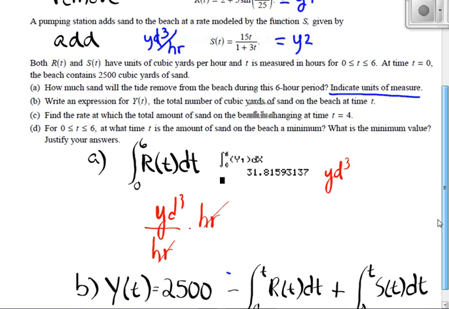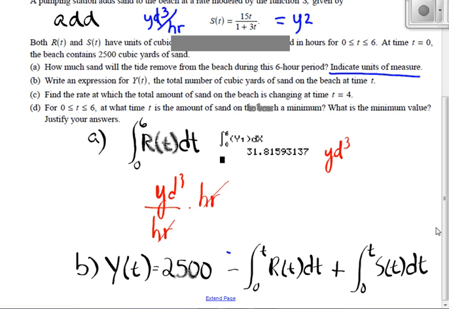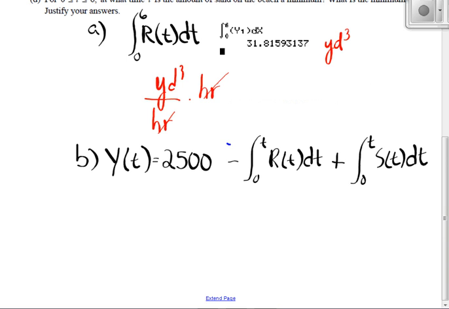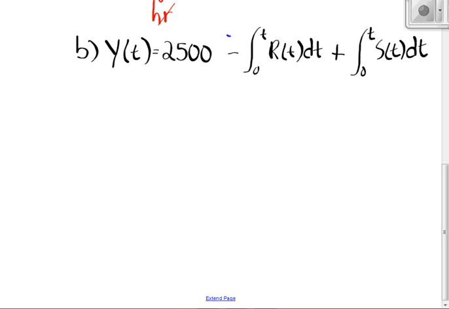Ready? Okay, C. Nick, what am I going to do? Find the rate at which the total amount of sand on the beach is changing when t is 4. What do they ask for? The rate is the derivative. Slope, derivative, same thing. So I'm going to take the derivative of this. I don't even have to if I'm clever, because these are rates. But we'll go ahead and do this with respect to time.